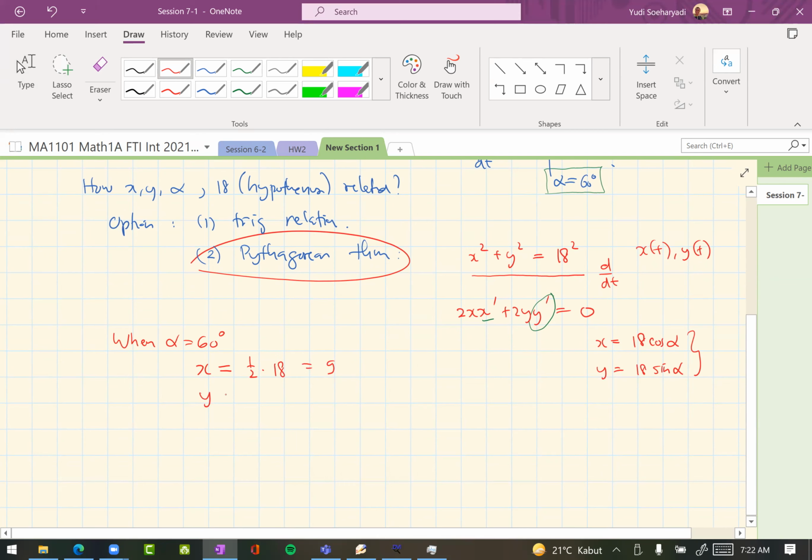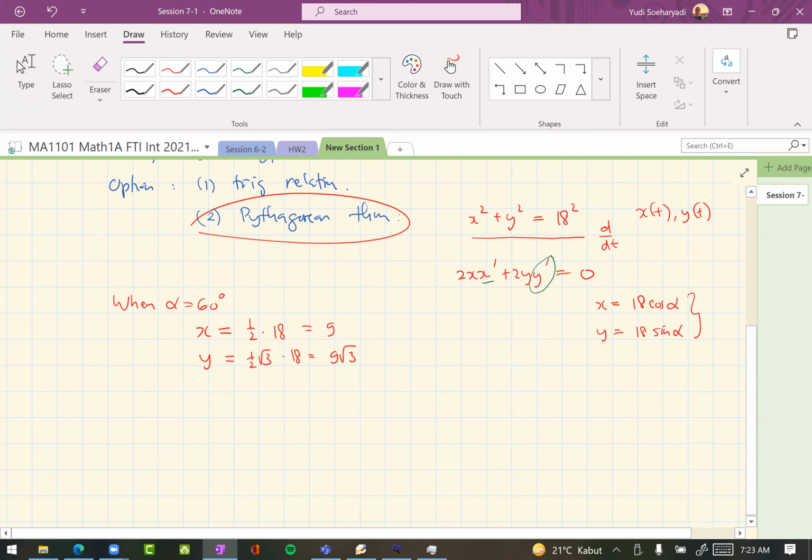Okay. So y equals, let's see, 1/2 square root of 3 times 18. So this is, let's see, this is the 9th. There we go.